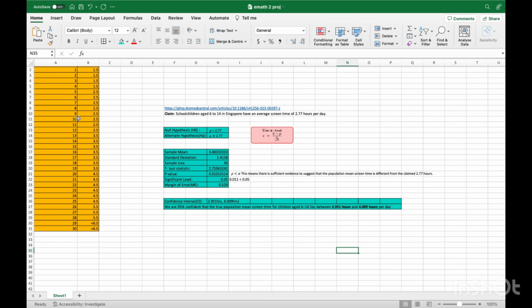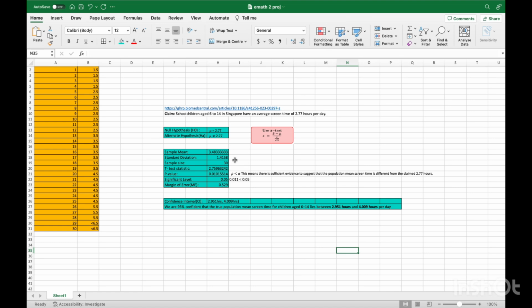I'll be hypothesis testing. The claim I'm testing right now is that school children aged 6 to 14 in Singapore have an average screen time of 2.77 hours per day. To test this, I use a null and alternative hypothesis. The null is equal to 2.77 hours, while the alternative is that it is not 2.77 hours.